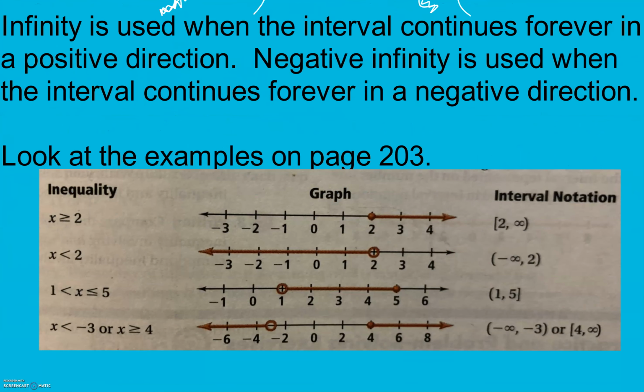Some examples here from page 203. We have x greater than or equal to 2 as an inequality. They graphed it here. To go from interval notation to inequality notation, the easiest way to do that until we get a lot more comfortable with these is by graphing. So I would graph your inequality or your interval notation and then switch to the other form.